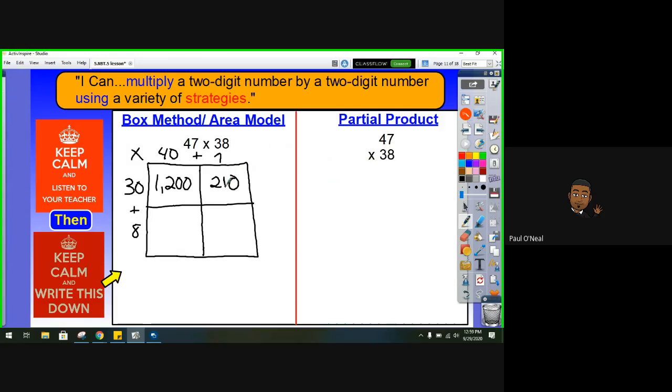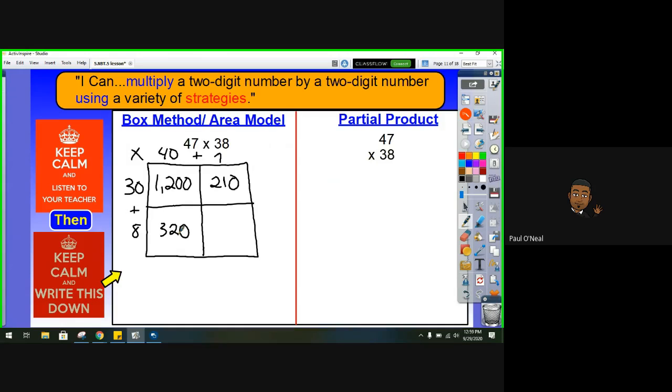Next box at the bottom left, 40 times 8. And that ends in a 0. 4 times 8 is 32. You got to be very careful when you do things like that, okay? If you need to work backwards and put the 2, then the 3, but just know you are solving this and getting an answer.